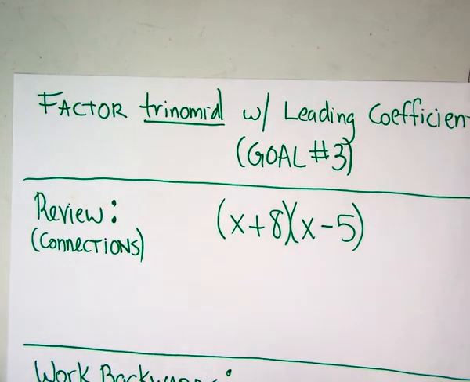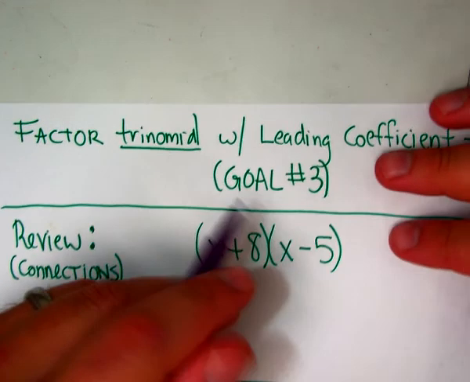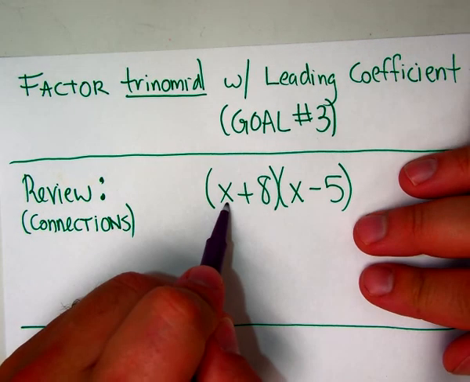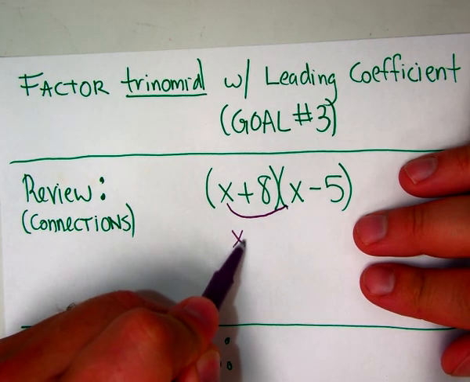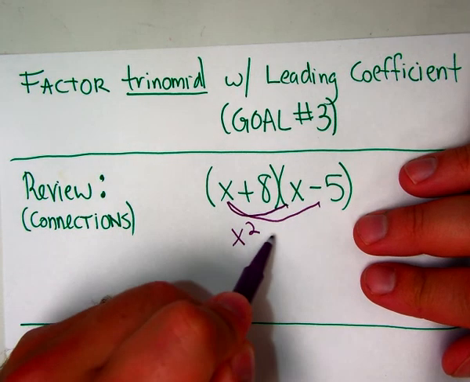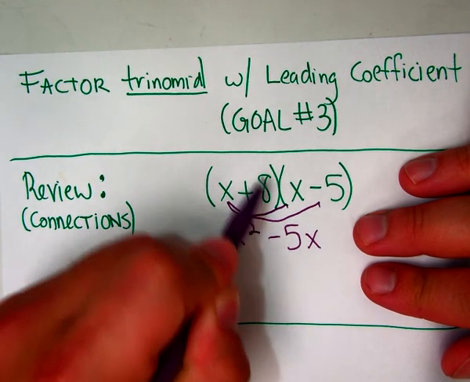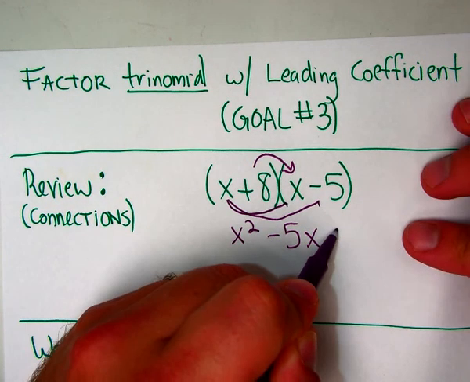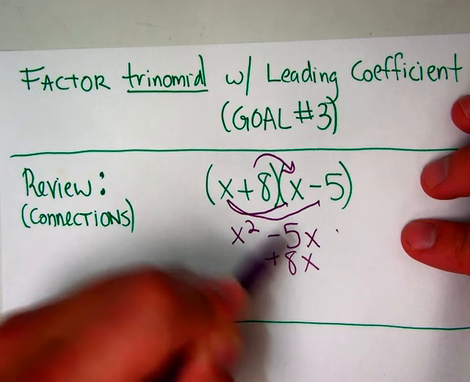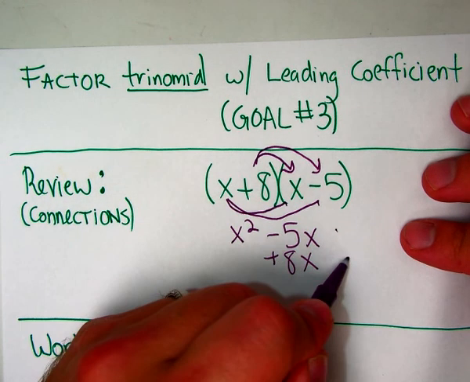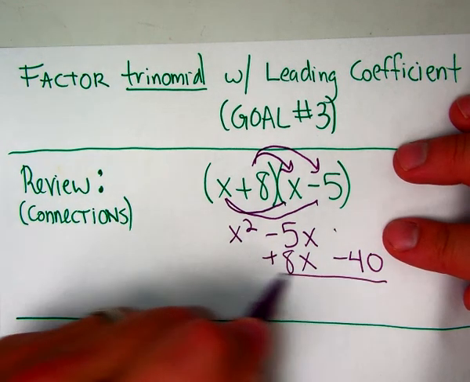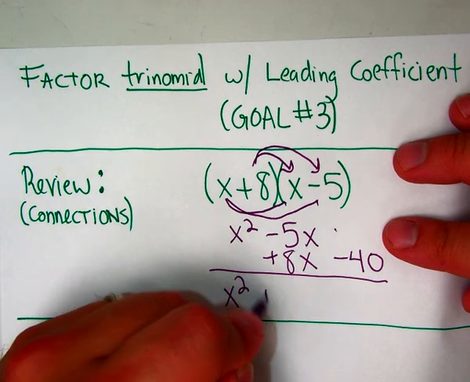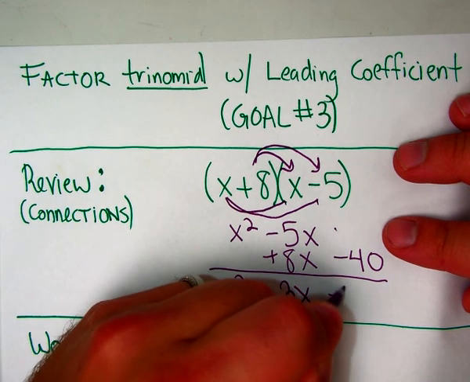When we look at this, x plus 8 and x minus 5, this is one of the goals that we did in p1, p3, and what you're supposed to be doing is multiplying these together. So if I distributed this out, we get x times x, which will be x squared, x times negative 5, which is negative 5x, 8 times x, which is positive 8x, and 8 times negative 5, which is negative 40. We get x squared, 3x, and negative 40.